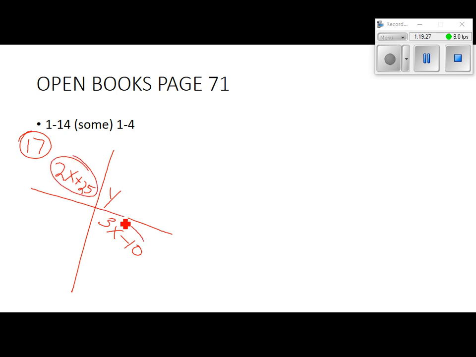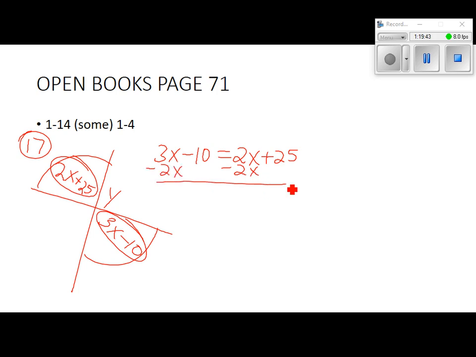These two angles we know are vertical angles, so this angle has to be congruent to that angle. So 3x minus 10 has to equal 2x plus 25. Subtract 2x on both sides. X minus 10 equals, those cancel out, 25. Add 10. End up with x equals 35. That's part of our answer.